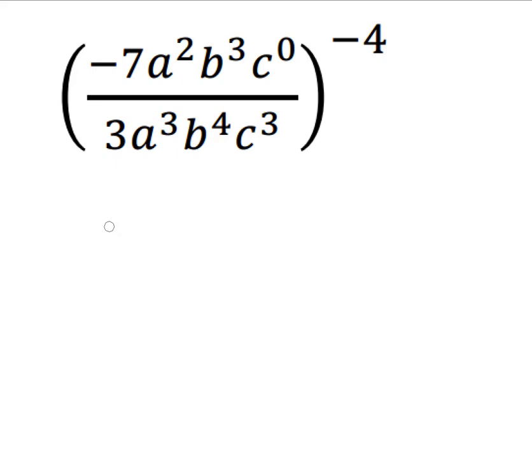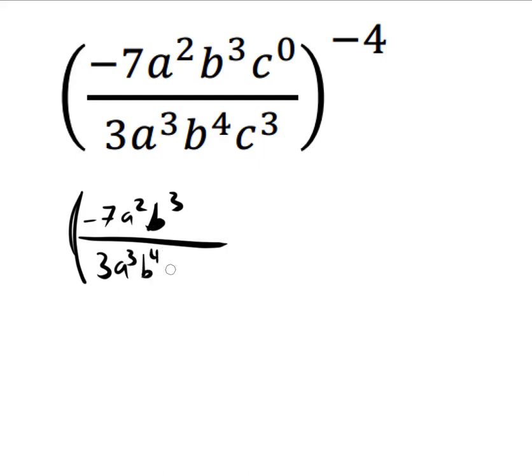Here we go. So I'm going to apply the zero exponent rule. I apply the zero exponent rule here, and I notice that this is a zero exponent, so that simplifies, right? So I end up with negative 7a squared b cubed times 1. I don't need to write the times 1 since it just goes away. And that's all over 3a cubed b, 4c3, right? And all of that to the negative fourth.